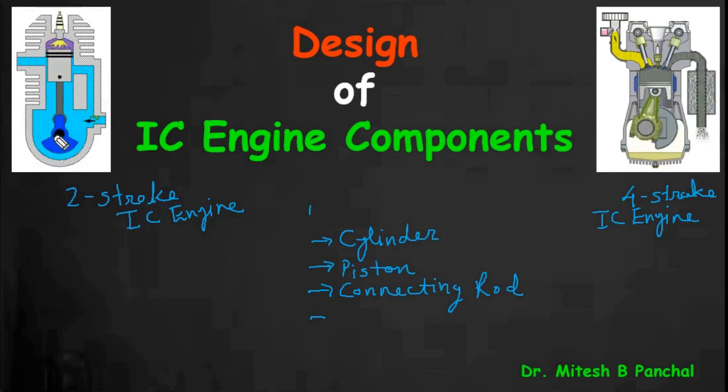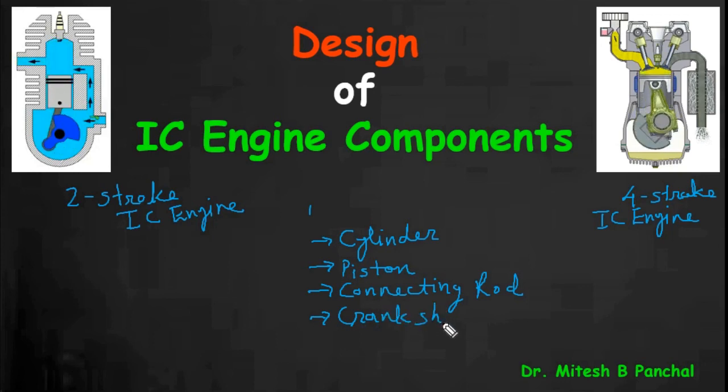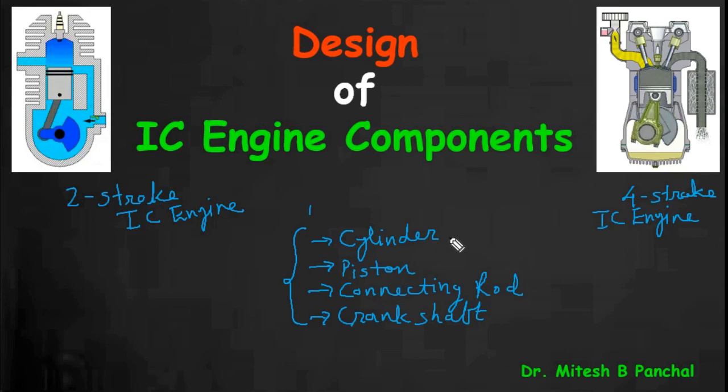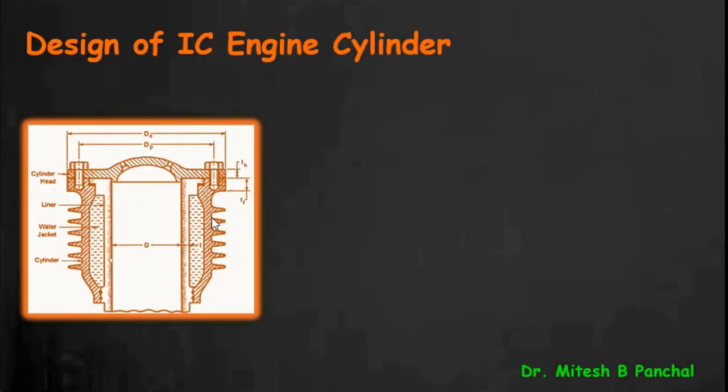And the fourth element is the crankshaft, on which the crank is mounted. So the fourth element is the crankshaft. So these are the common components of the IC engine. And in this particular session, we will see the design procedure of the cylinder.